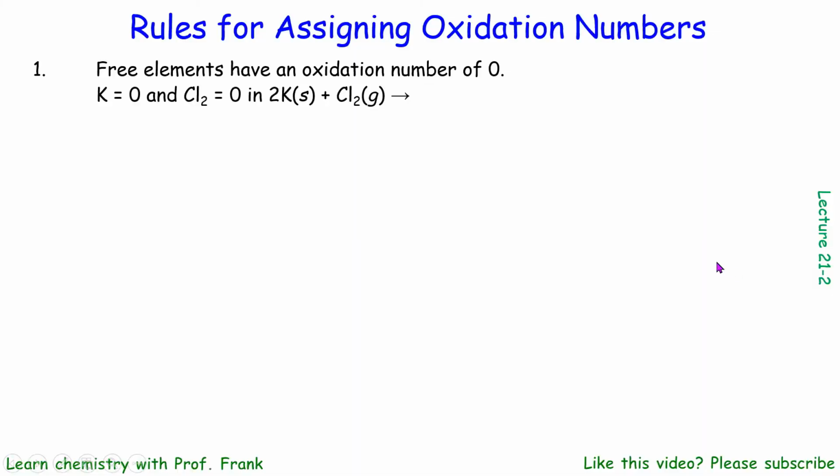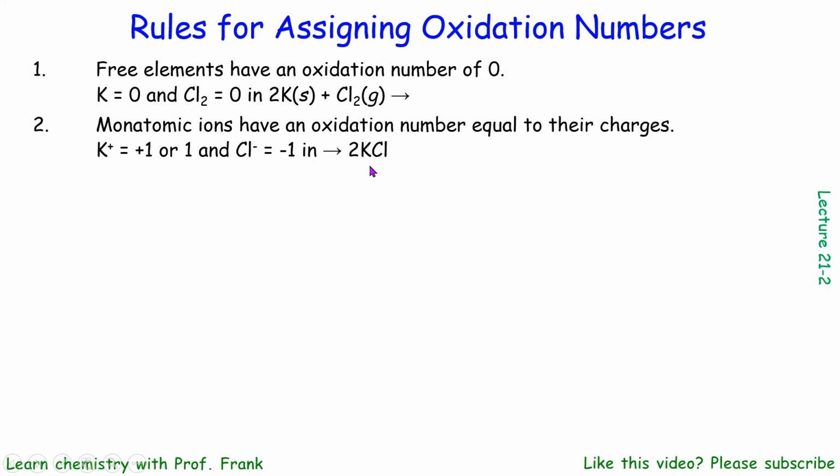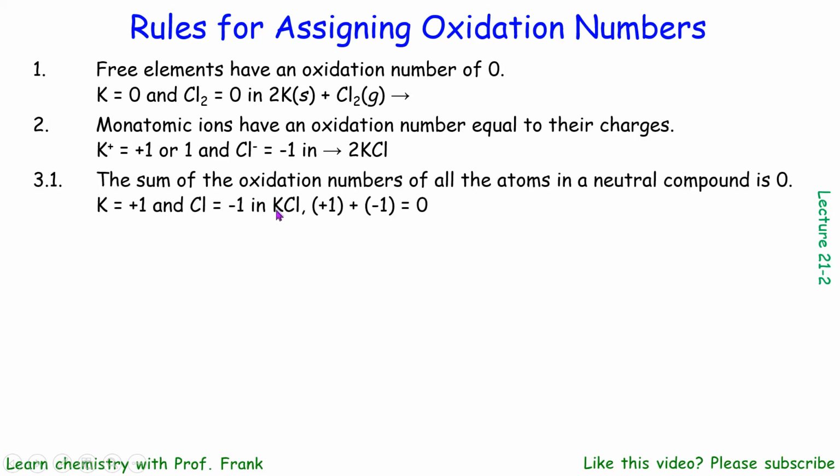So here are a set of rules for assigning oxidation numbers. First, free elements have an oxidation number of 0. Element potassium, oxidation number 0. Element chlorine, oxidation number 0. Monatomic ions have an oxidation number equal to their charges. Potassium positive 1, and then the oxidation number is positive 1. Chloride carries negative 1 charge. The oxidation number is negative 1.